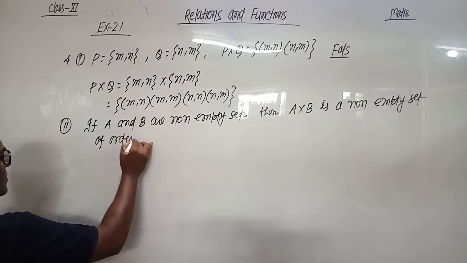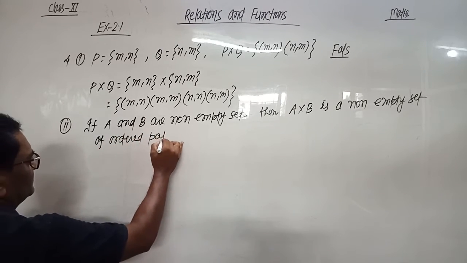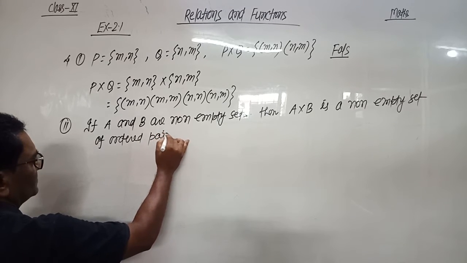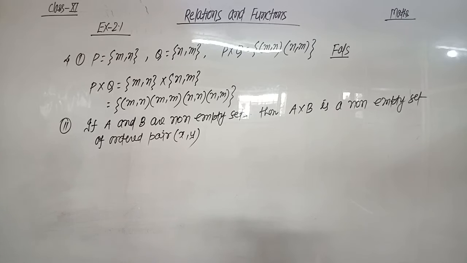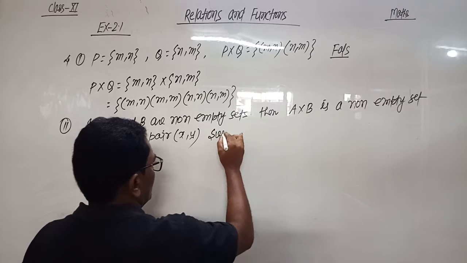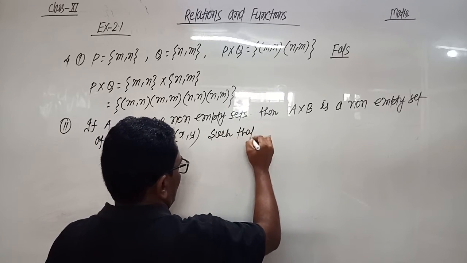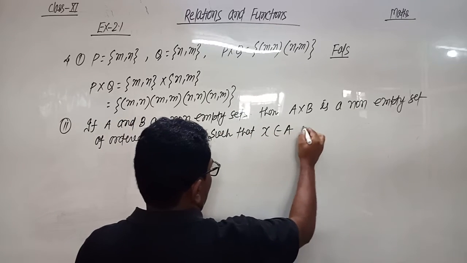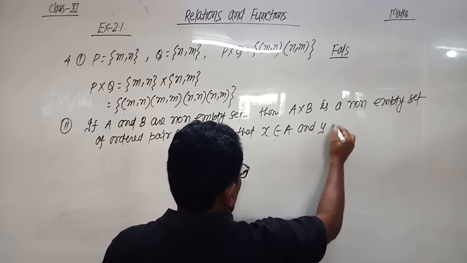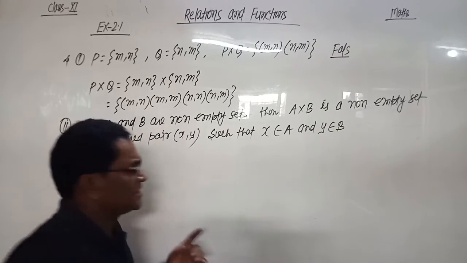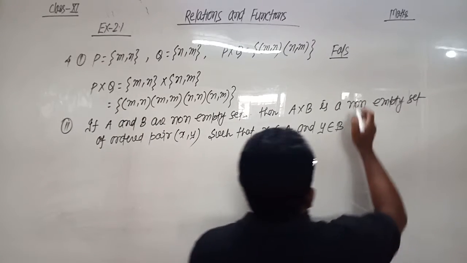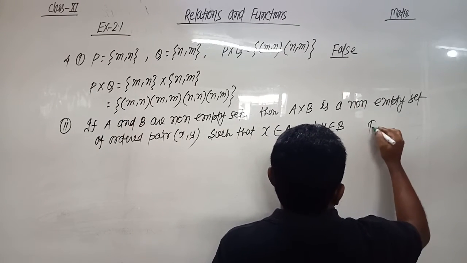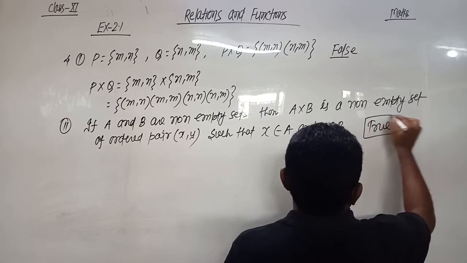Then A cross B is a non-empty set of ordered pairs (x, y) such that x belongs to A and y belongs to B. This is the correct statement. So this statement is true. The first was false and this statement is true.